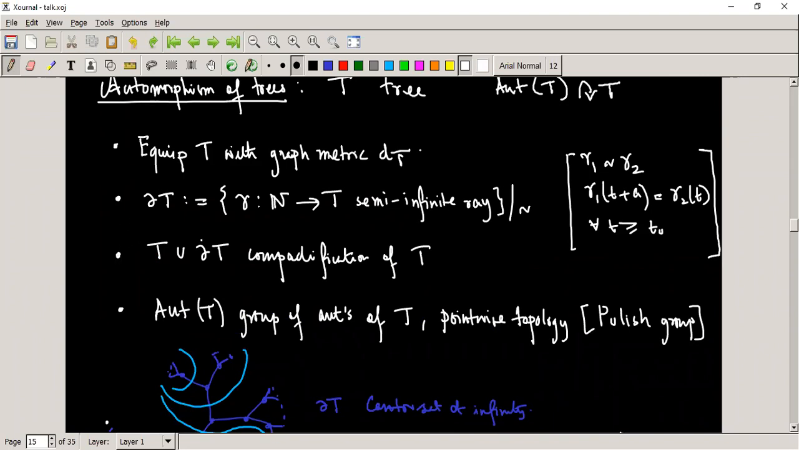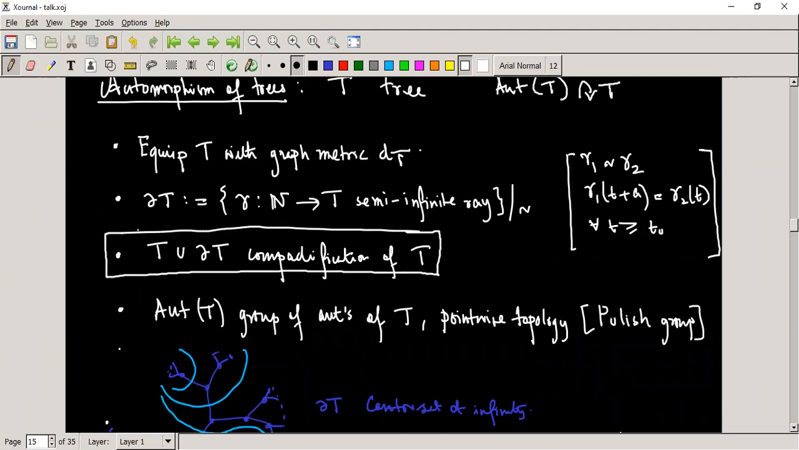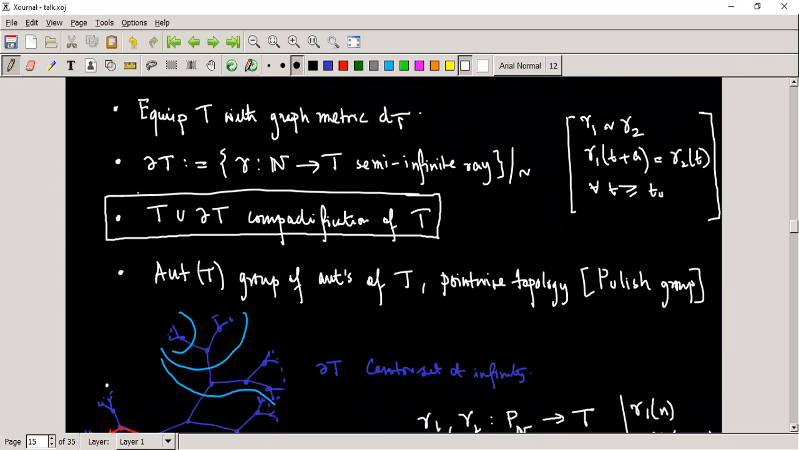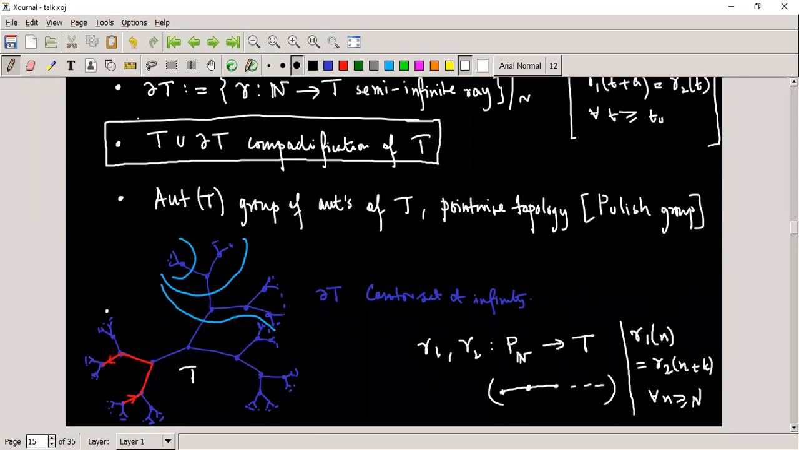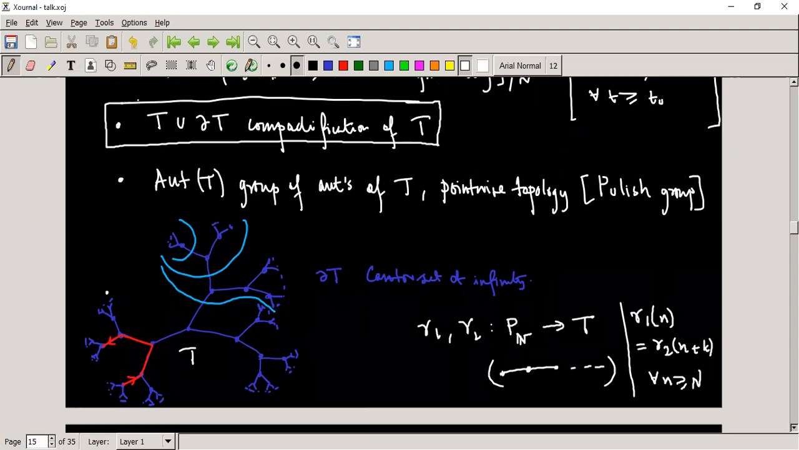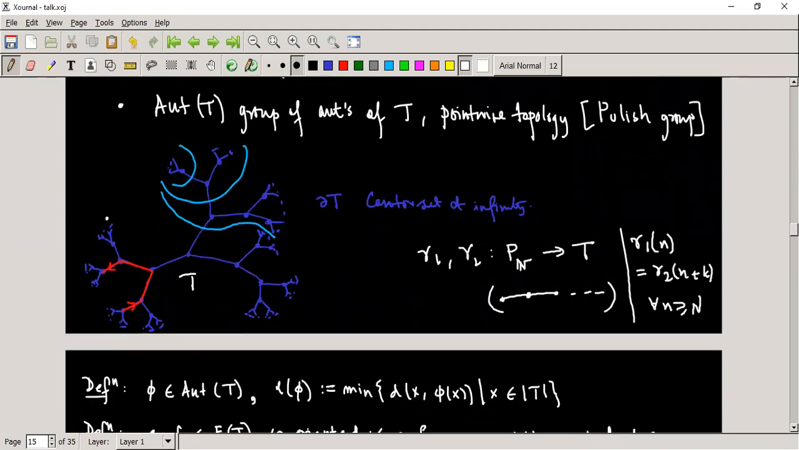Let's not discuss this point. Compactification is not useful. The automorphism group of the tree acts on the tree, and it is actually a topological group because you can equip it with the pointwise topology, yeah? And that actually makes it a Polish group. But it's okay, that's a technical point. I'm not going to go into it very much.